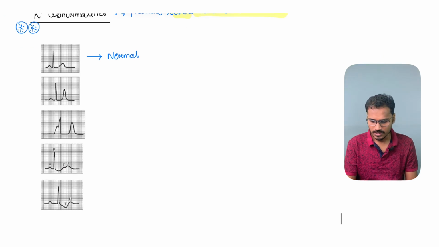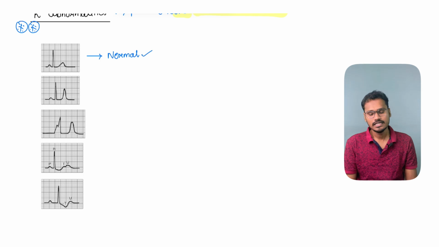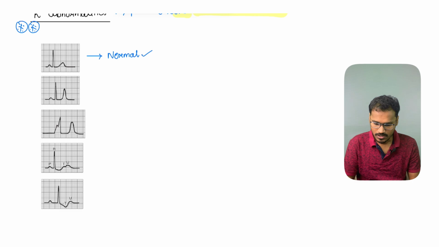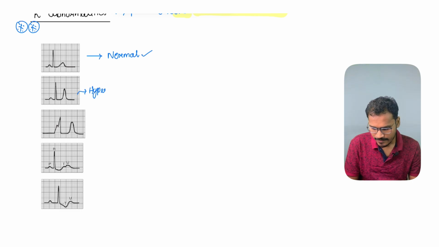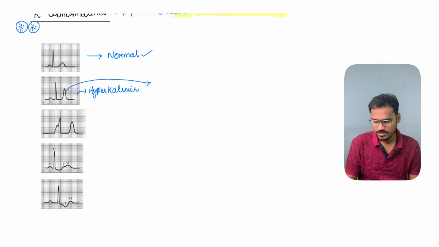So first, coming to the normal ECG, it is depicted here. Then where will we start looking for the changes? Of course, whenever there is hyperkalemia, what will happen? The T wave generally tends to rise in its amplitude. So first, whenever there is hyperkalemia, what is going to happen? The T wave is going to increase in the amplitude.